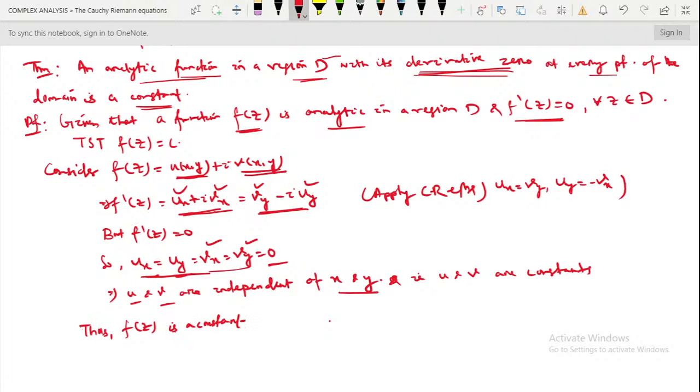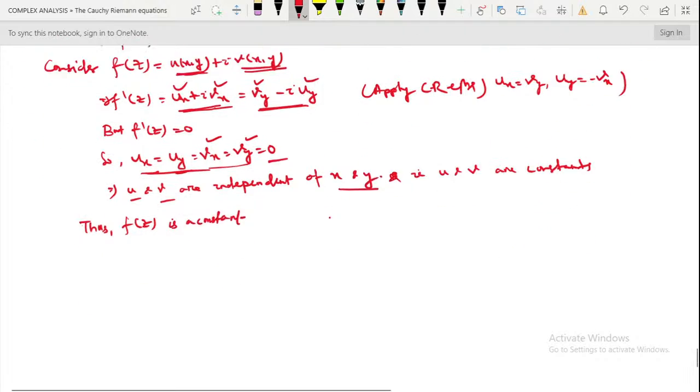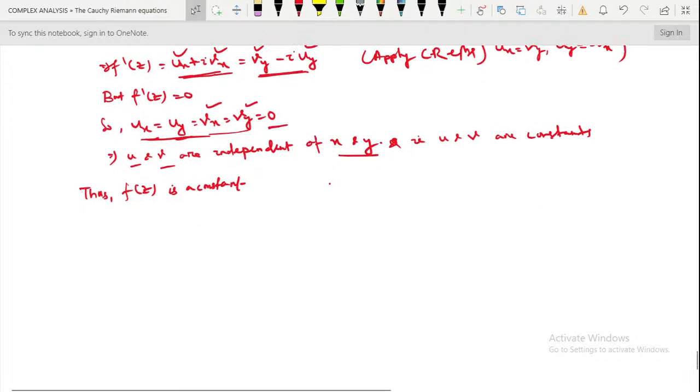Okay, so now comes another example. Just notice what the statement is saying. If f is a function which is analytic in a region D and its derivative is 0 at every point of that domain, then f is constant. Now I write another statement which is very similar to that one, but both are not the same.